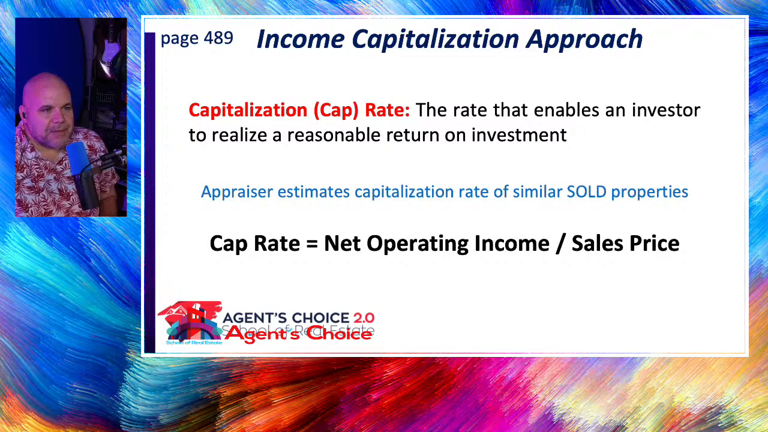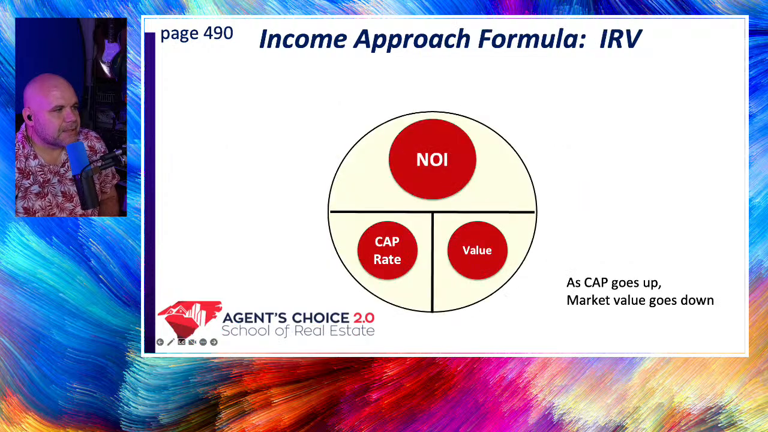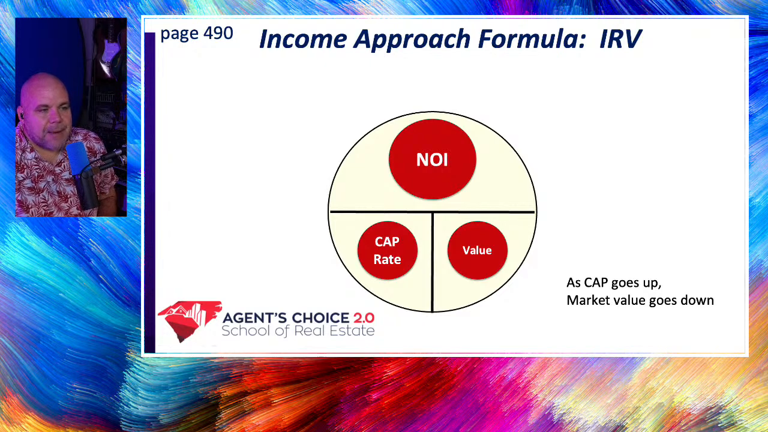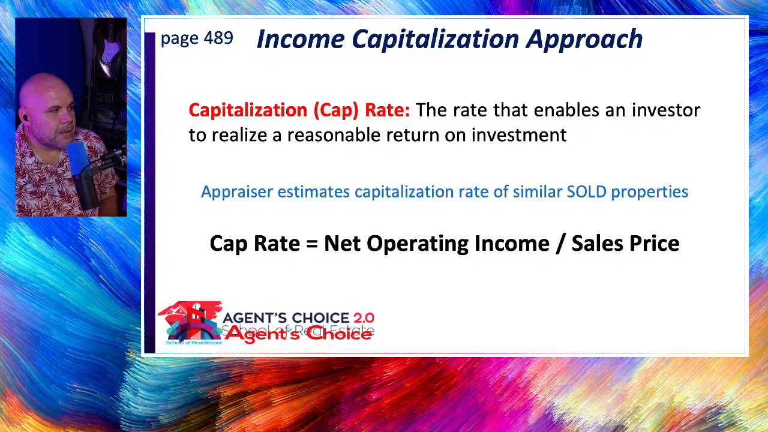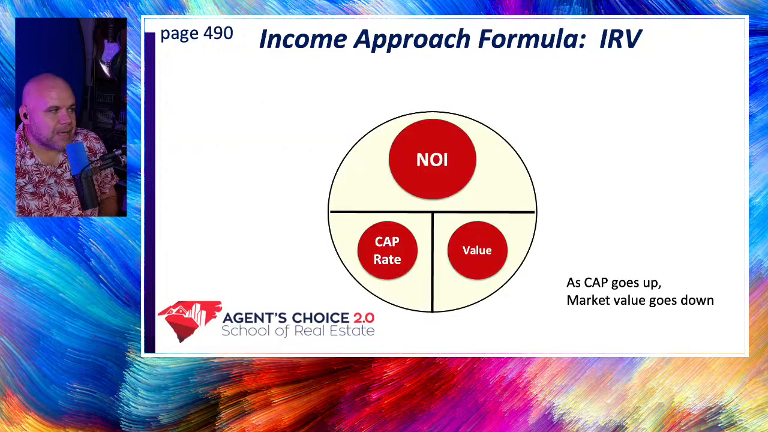And just like any math in this course, we can plug this into a T formula or circle formula, and it looks like this. That net operating income is on top. So net operating income, another way to write it, is take the capitalization rate that you get by doing your research of similar properties, multiply it by the market value. Cap rate times market value equals net operating income. Or what we just saw, net operating income divided by sales price equals cap rate. There it is again.